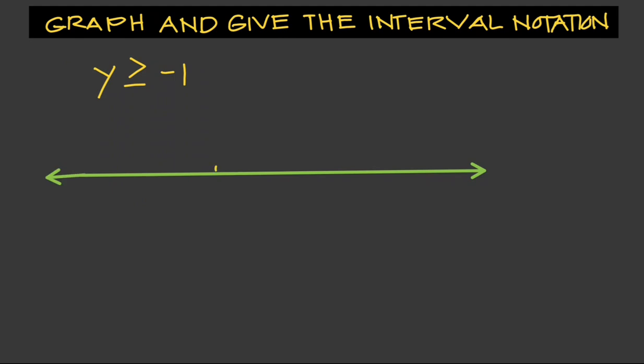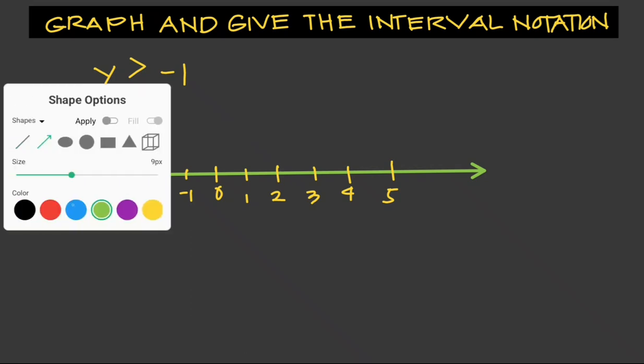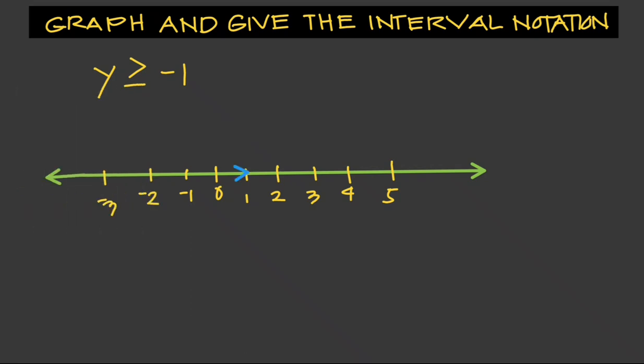So it would be, these are 0, -1, -2, -3, 1, 2, 3, 4, 5. So it includes -1. So everything, all of the numbers greater than -1 and equal to -1. So our graph would look like this. We draw an arrow going to the right to positive infinity, and then our bracket here, at -1. Sorry about that.